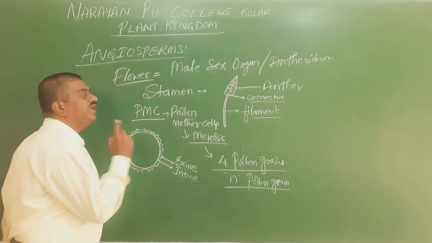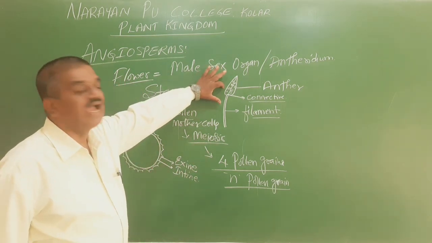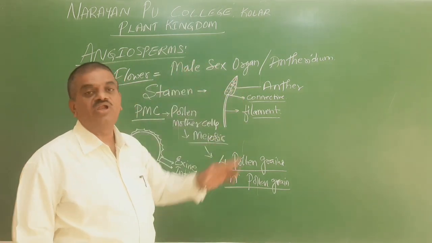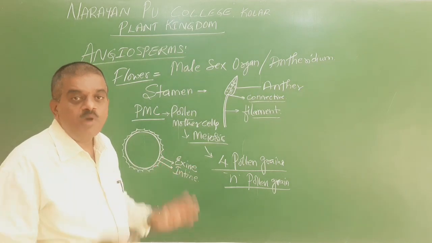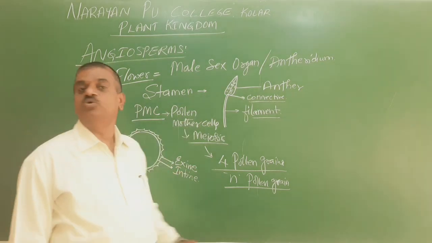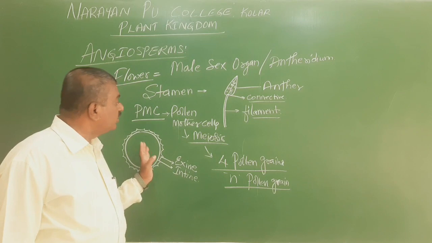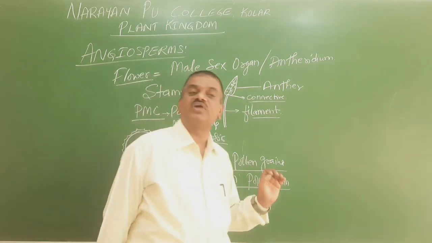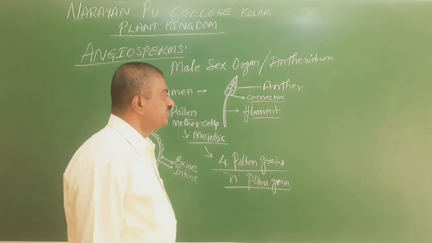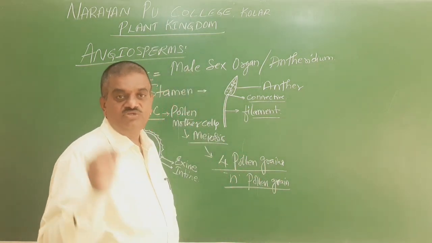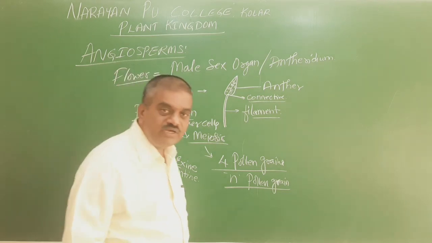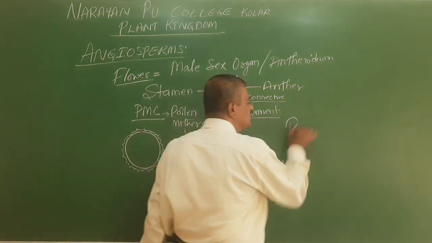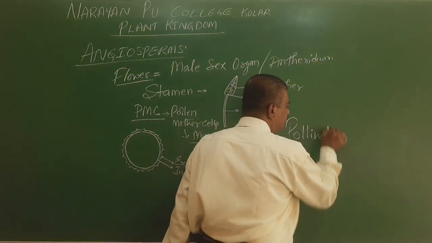When these pollen grains mature in the anther, the anther wall dies or opens and throws out the spores, and these spores are carried to the female sex organ by different agents. The transfer of pollen grain to the stigma of the gynoecium is called pollination. So I am going to repeat this.